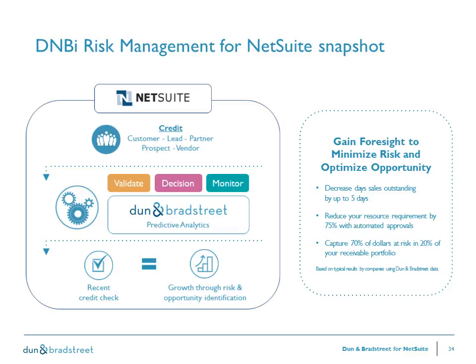This allows you to greatly increase your efficiency by minimizing the review on the lowest risk customers and quite possibly on the highest risk customers, and allows you to focus your credit resources on the accounts that need the review. Some of the results that other D&B customers have seen with this type of solution are things like a decrease in DSO by up to 5 days, up to 75% reduction in resource requirements with the automated approvals, and identifying 70% of the dollars at risk within 20% of your receivables portfolio, which can drive collections efficiency.